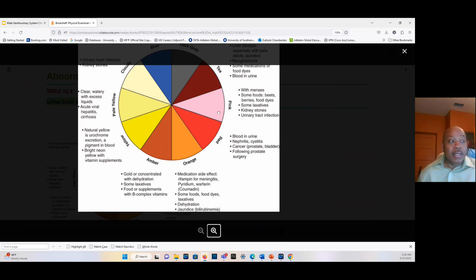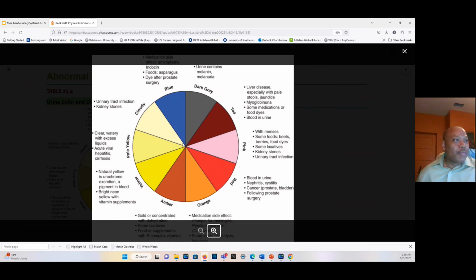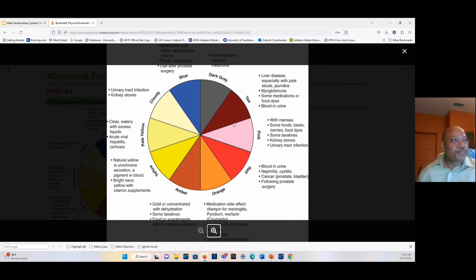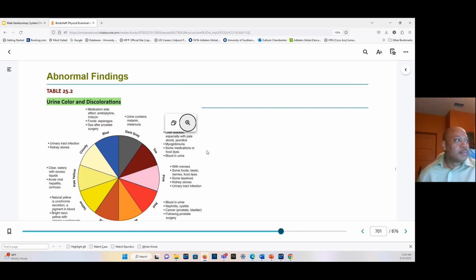It could be due to the fact that somebody might be bleeding. Some foods or food dyes, laxatives even, dehydration, and also jaundice. So just take a look at this information, and it just gives you an idea, at least, of the possibilities of what the patient might be experiencing. All right, that's table 25-2.